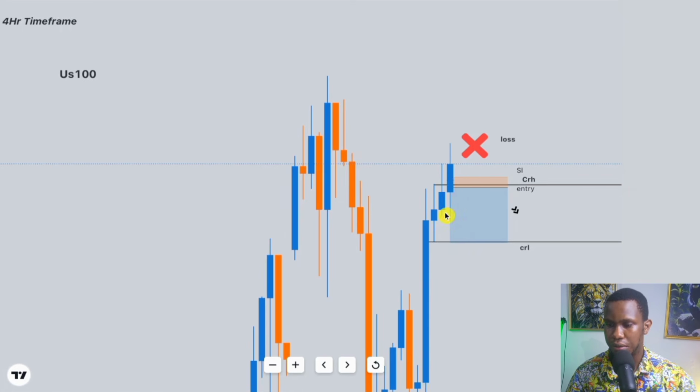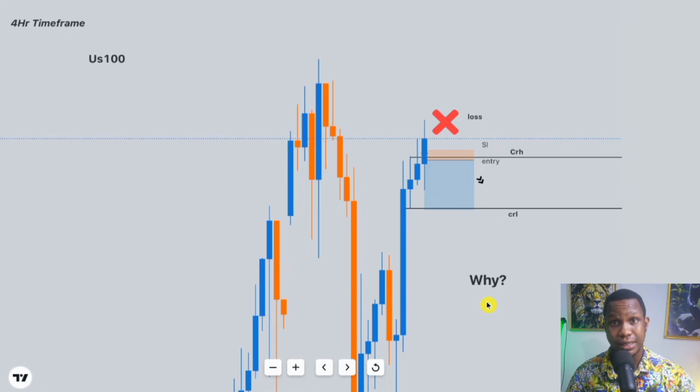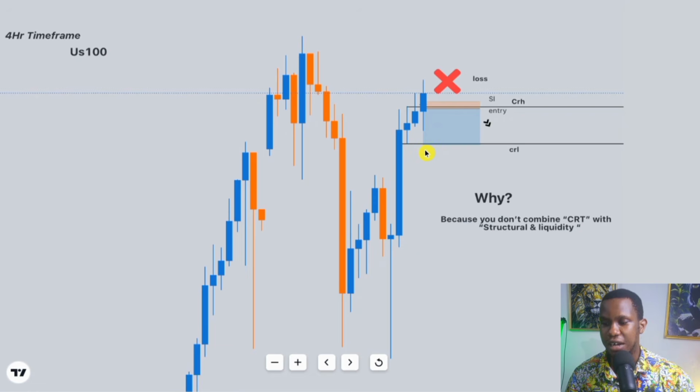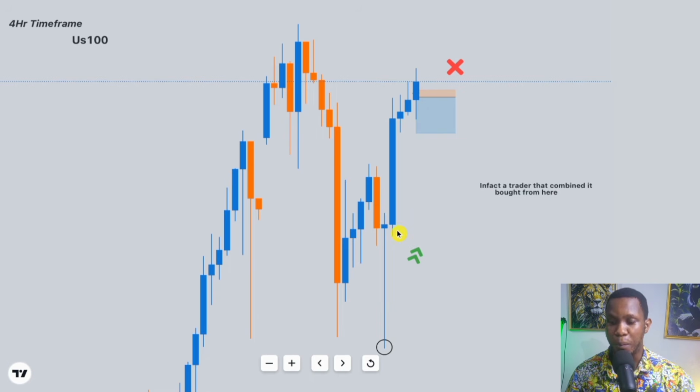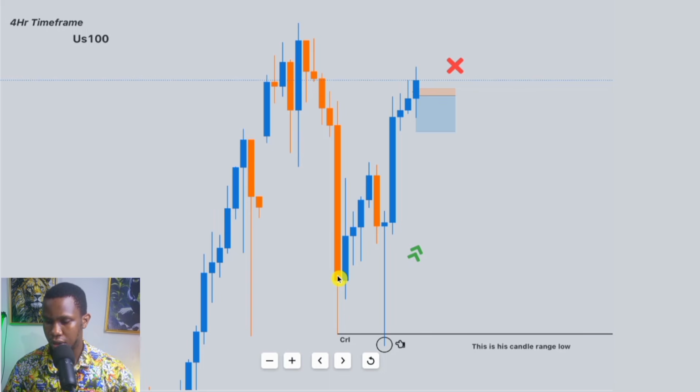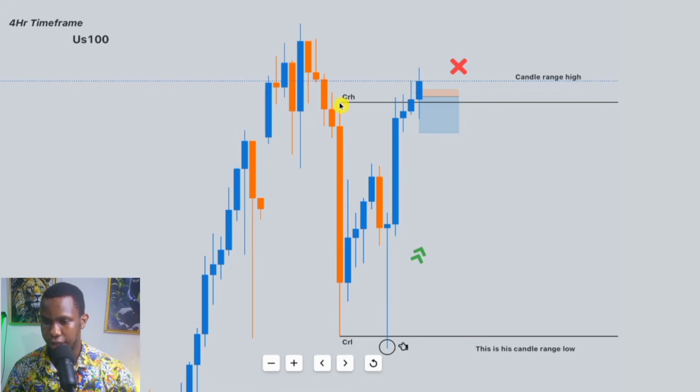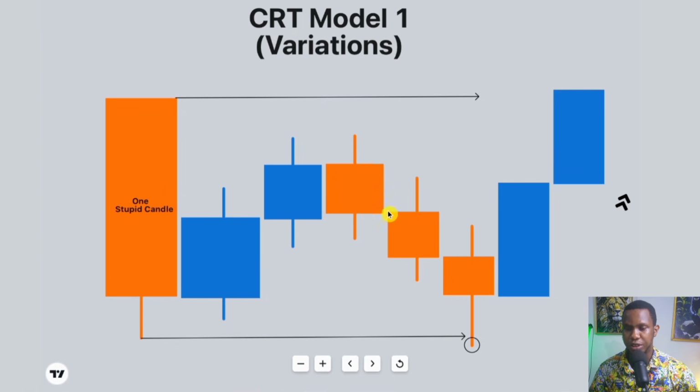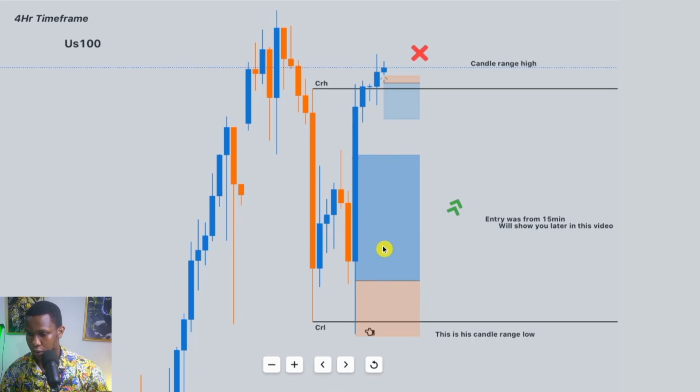But what can you see? Market took us out immediately. Why, guys? Because you don't combine CRT with what? Structure and liquidity. In fact, a trader that combined both from this level, this was his one stupid candle, and this was his candle range low, and where will be his candle range high? Here. And this is the CRT model that we are trying to catch. So can you see when we swept here, what we are looking to expand to the upside?